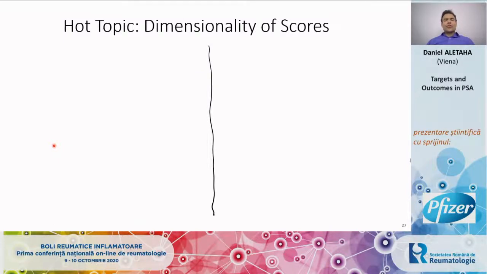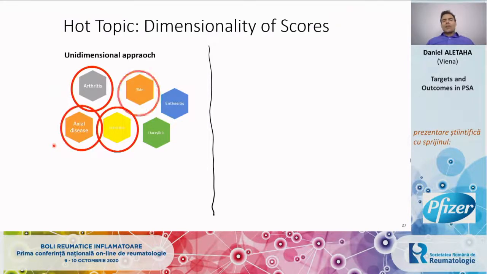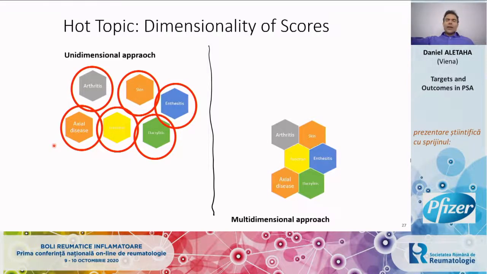Really, this brings us to the discussion of the dimensionality of scores. What I've shown you so far was a unidimensional approach, really listing you tools for each of the separate domains. And you can, of course, do that and create a puzzle more or less of different domains and see which domains are on target and which of the domains are not. And you look at them separately. There is also a different way to do that, and that's the multidimensional approach. That means you're looking essentially at the same domains, of course, but you are combining them into a single scale. So you're taking everything together and creating one number out of all of them.